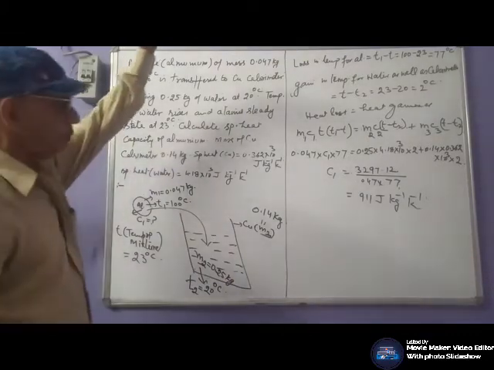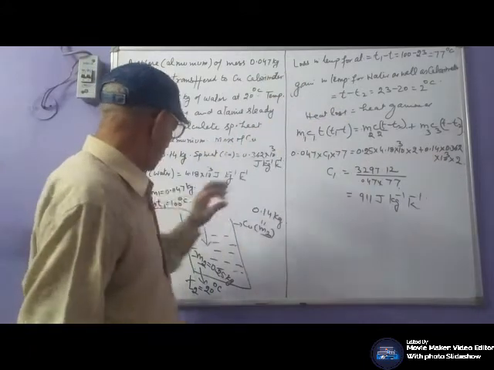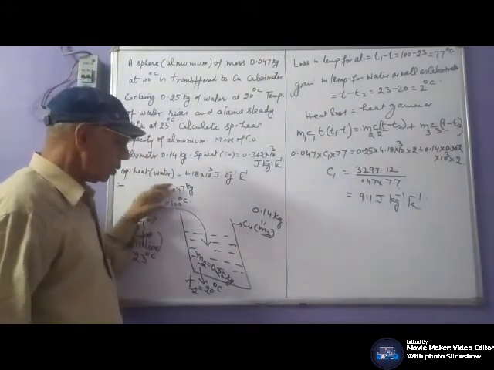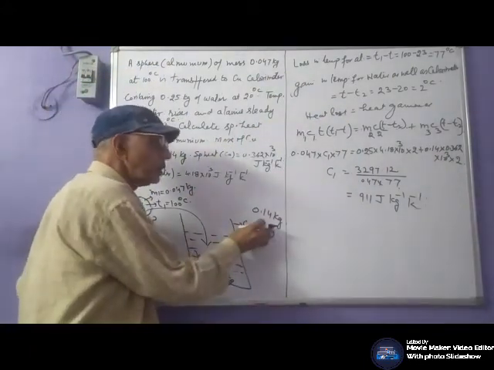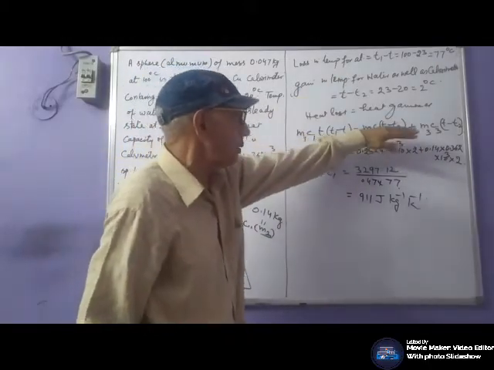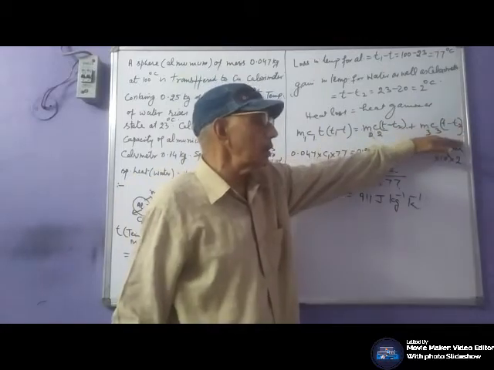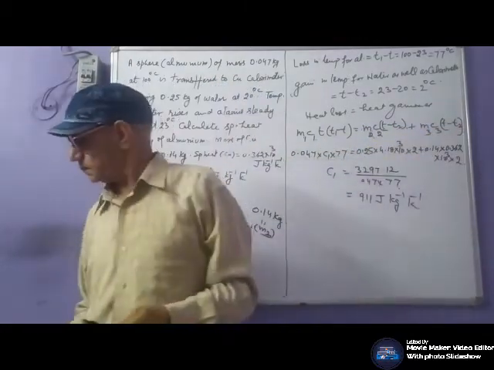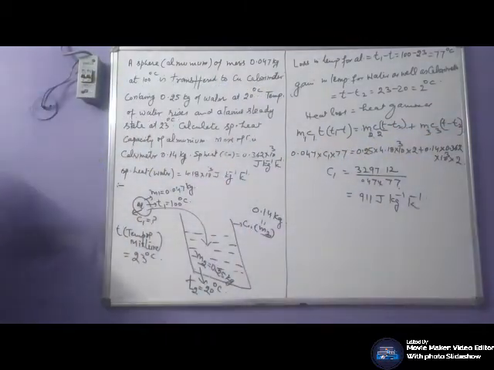What we have to do? Heat lost, who will do it? The one at the higher temperature. Who will gain? Water plus calorimeter. So MCT is equal to MCT by water plus MCT by calorimeter. Rest calculations.